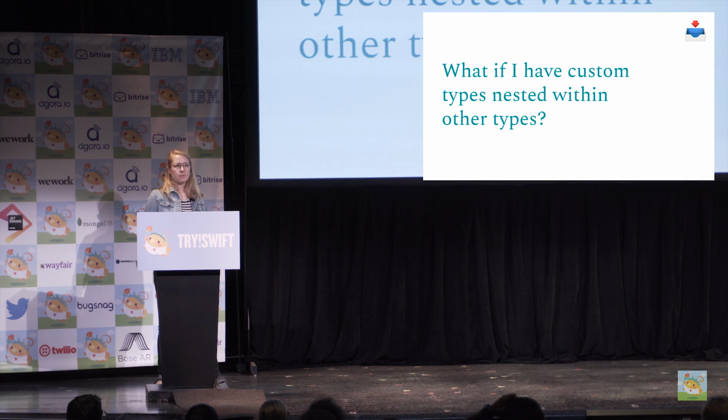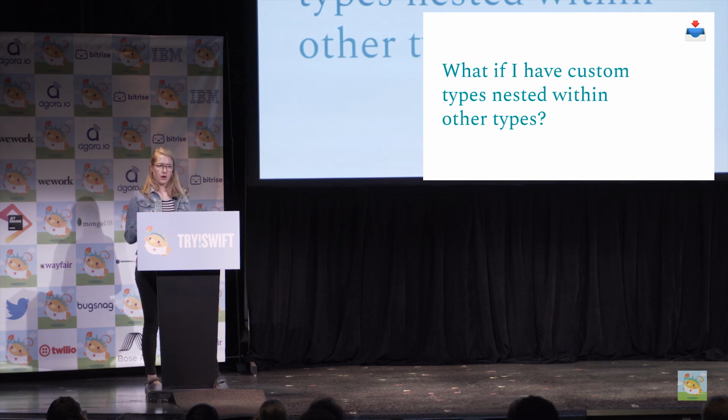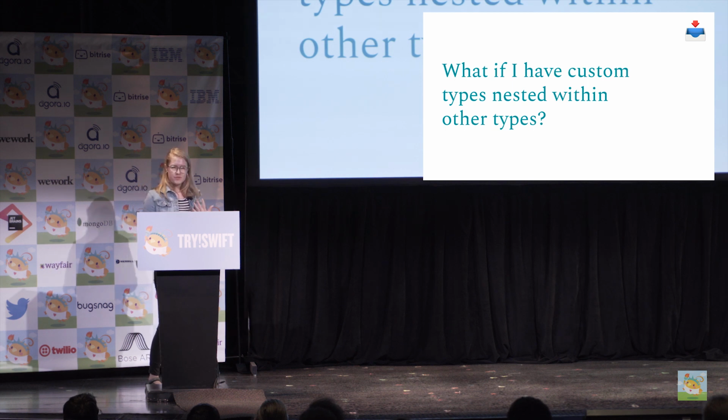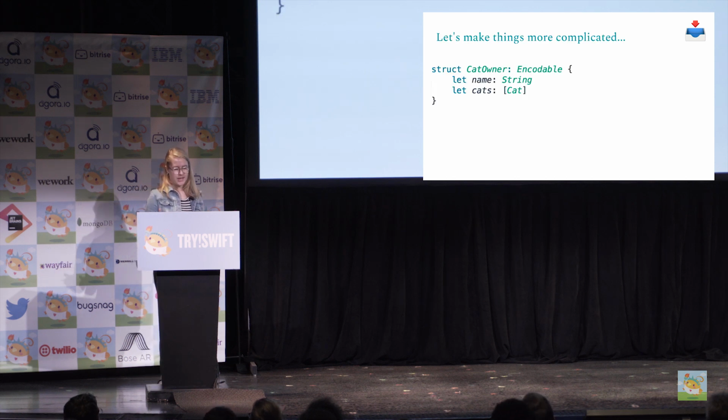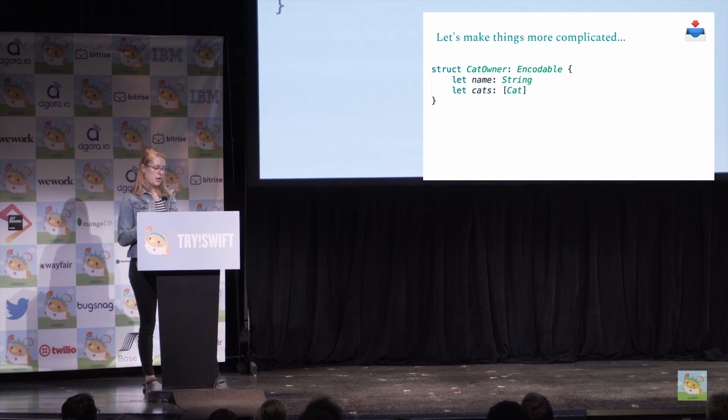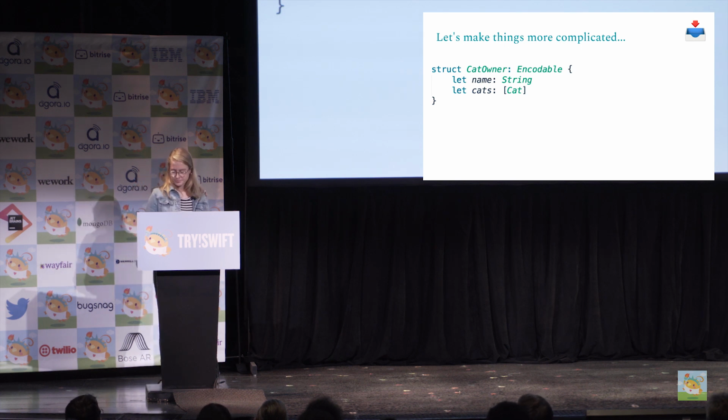So now I want to talk about making things a little more complicated, where you have types nested within other types. So far, we've just been talking about this sort of flat struct that has 2 properties. So let's make it a little more complicated and introduce a cat owner struct. A cat owner stores both a name and an array of cats.